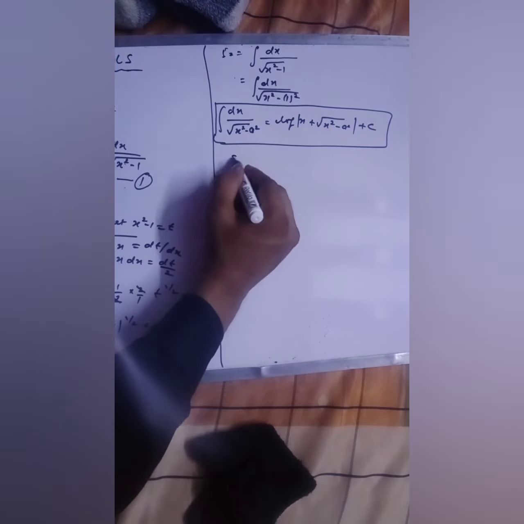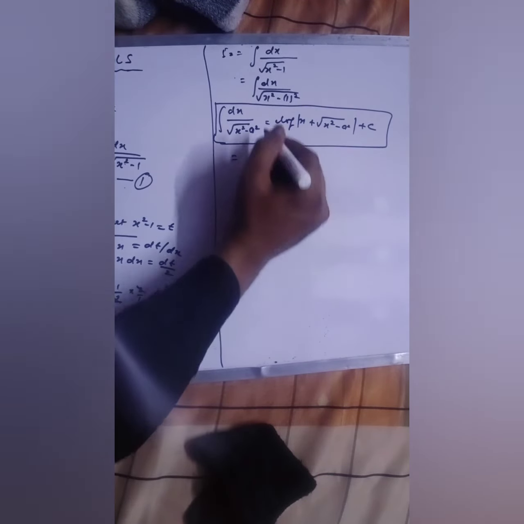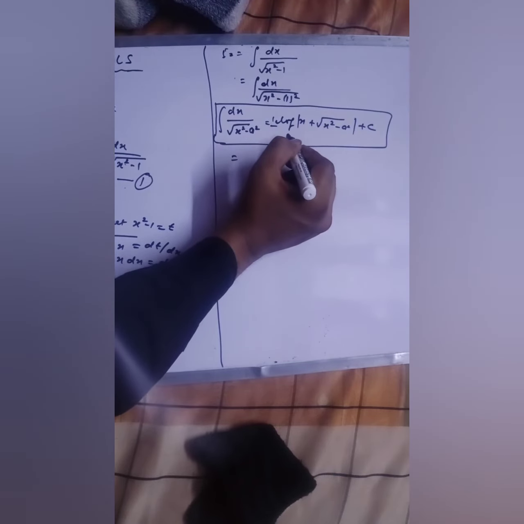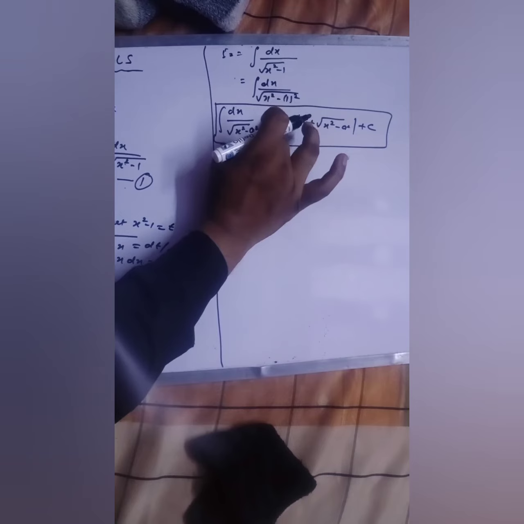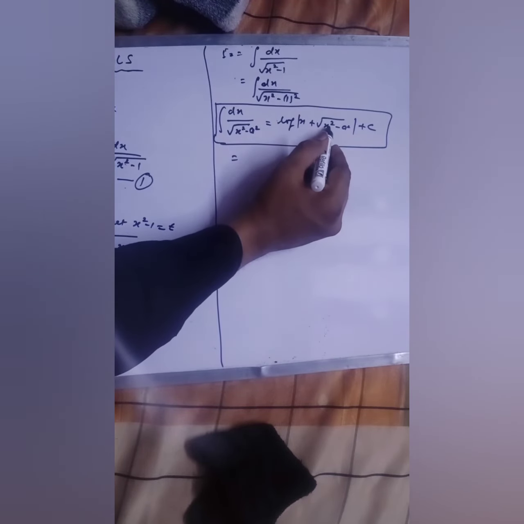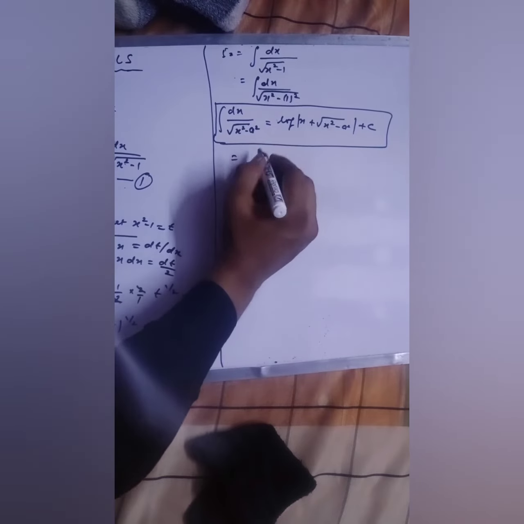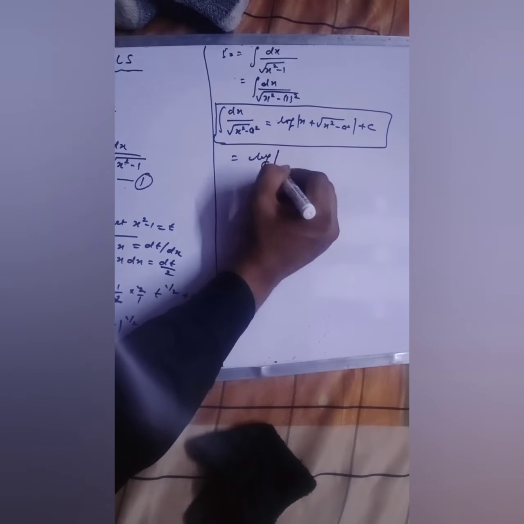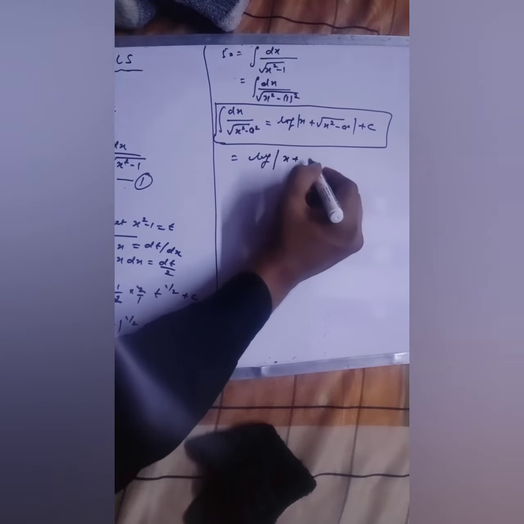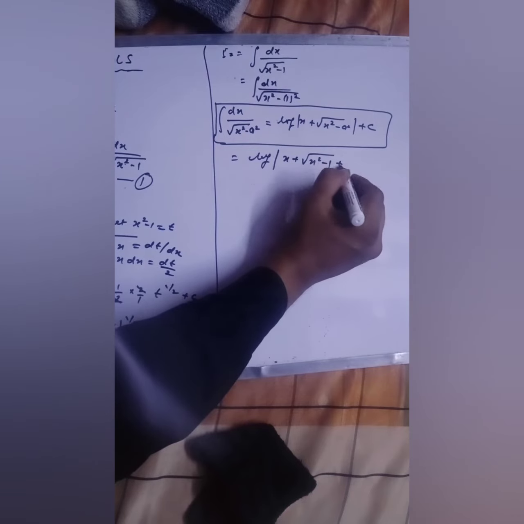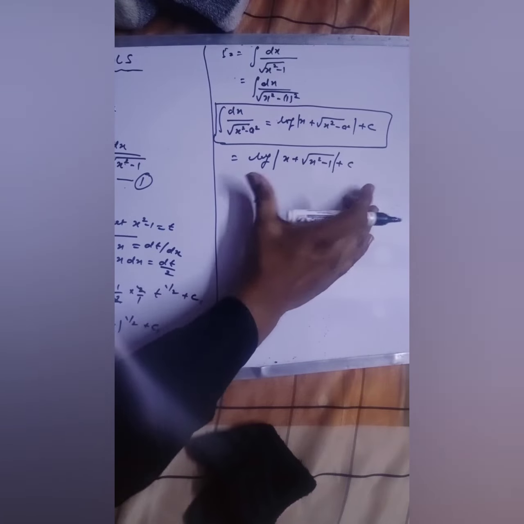So your a is 1, so your formula will be, 1 by 2a, I think. No, 1 by 2a will not come. It is log of x plus under root x square plus a square. Okay, so log bracket open, your x will remain x plus under root x square plus, your a is 1, so 1, plus c. Okay, so this is your I2.